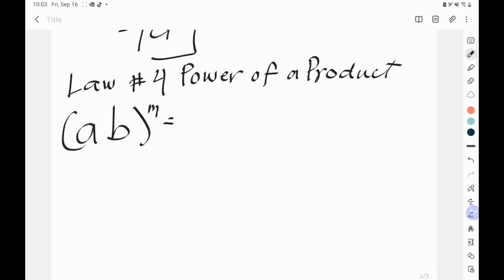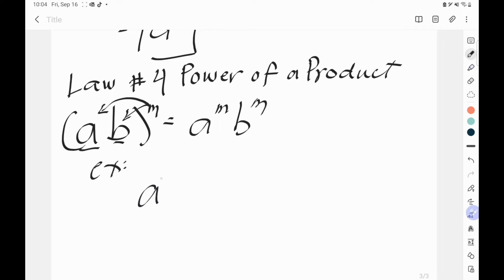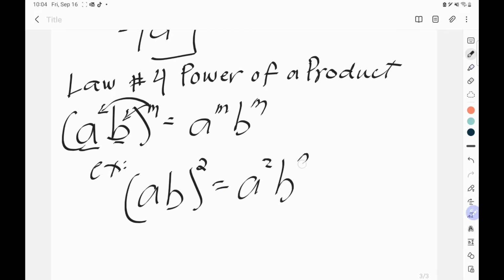Power of a product, law number 4, states that you have to distribute the exponent if two individual bases are being multiplied to each other. So we have (a times b), all of them raised to the power of m. So what we have to do is distribute the exponent to each of the factors. So we have a to the power of m, b to the power of m. For example, (a times b) to the power of 2 is equal to a squared b squared.